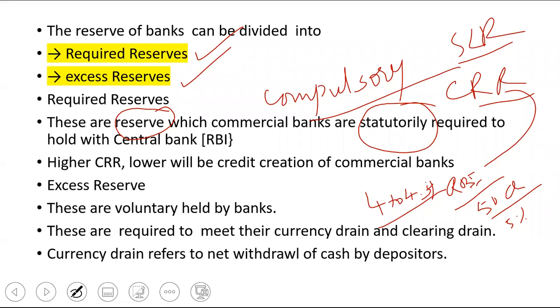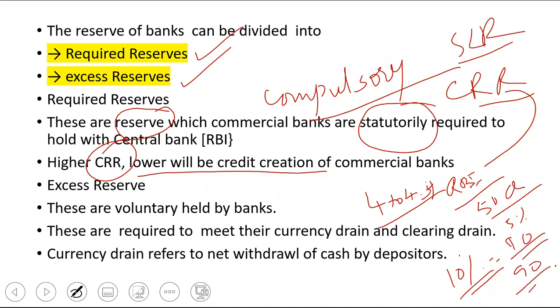ये देखो, higher the CRR, lower will be the credit creation. Okay, higher the CRR, lower will be the credit. This is a good question for MCQs. Here I told you CRR is 4.5. Suppose CRR is 10%. 100 rupees commercial bank is getting. So commercial bank को 10 rupees रखना पड़ेगा, 90 rupees loan दे सकता है. एक केस में 5 rupees रखना पड़ेगा, 95 rupees loan देता है. So जब CRR बढ़ता है, the amount of loan which is given by commercial bank will be less.